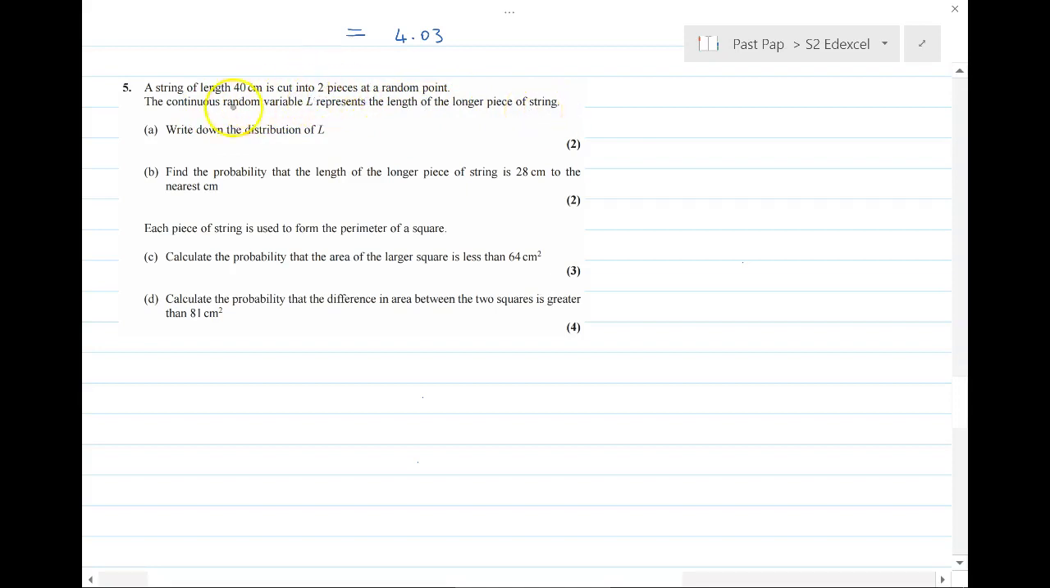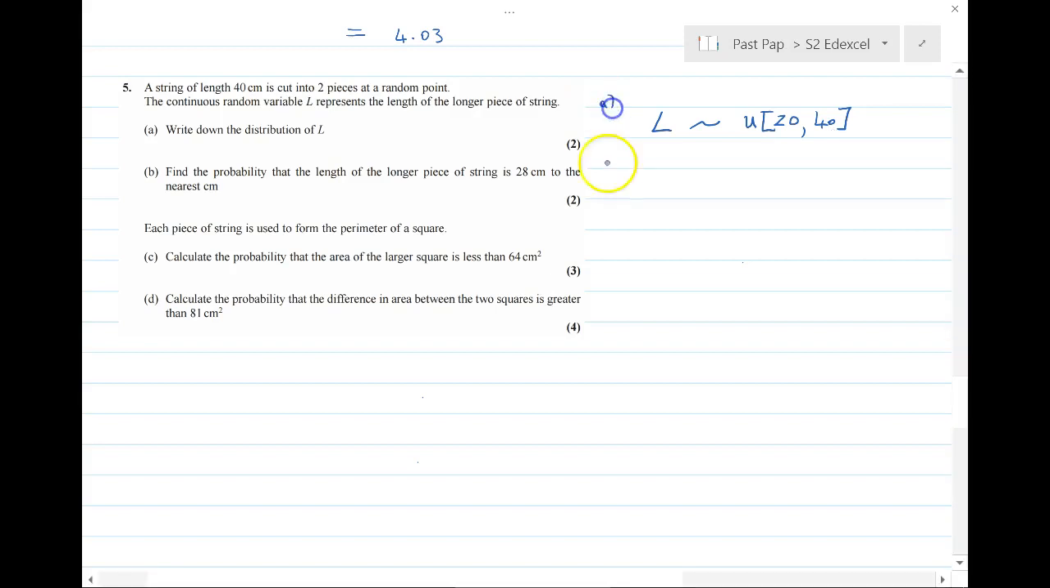Well, it's obviously continuous uniform because it could be cut at any random point. But it's cut into 2 pieces. The longer piece will be at least 20 centimeters, and of course it can't be more than 40 because that's just the total string. So L, the length of the longest piece of string, is uniformly distributed. The least it can be is 20, otherwise it wouldn't be the longest piece. And the most it could be is 40, otherwise it wouldn't have been cut at all. So that's our distribution. 2 marks for that.